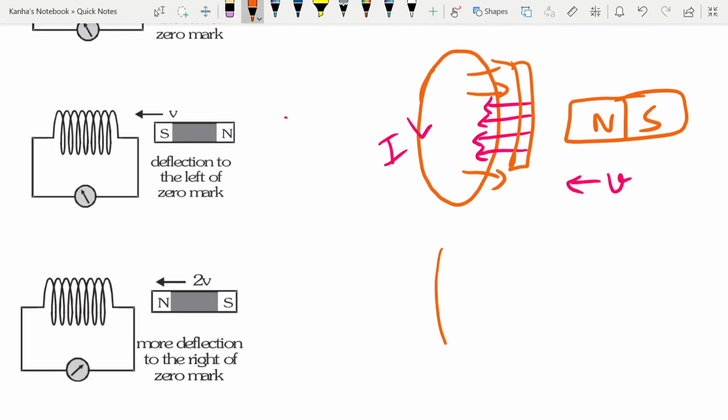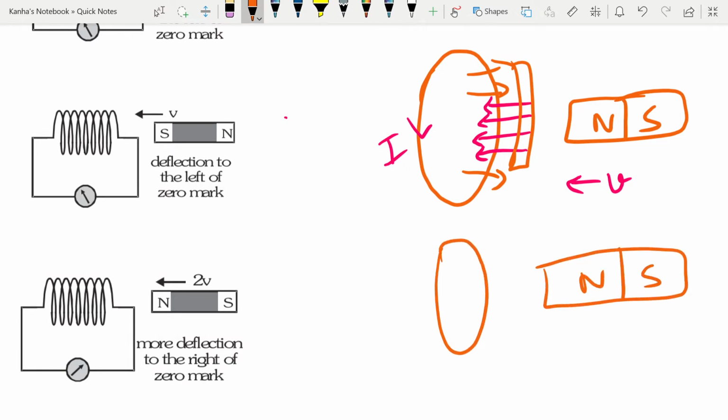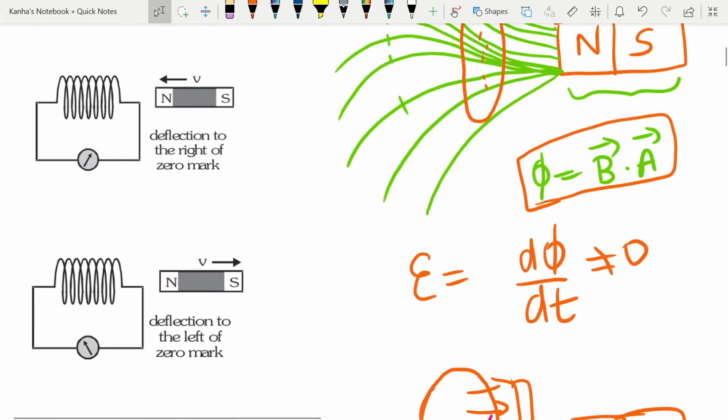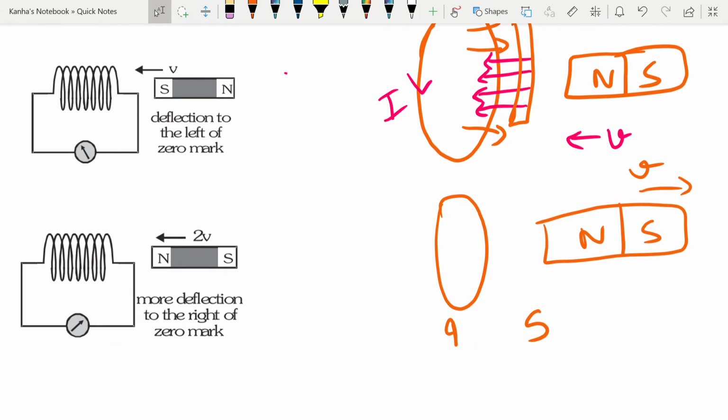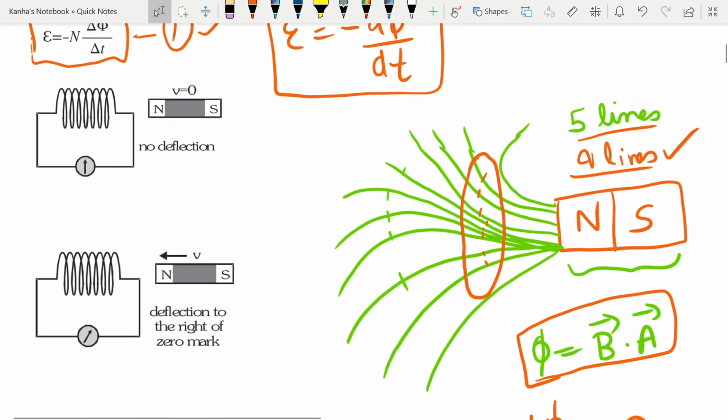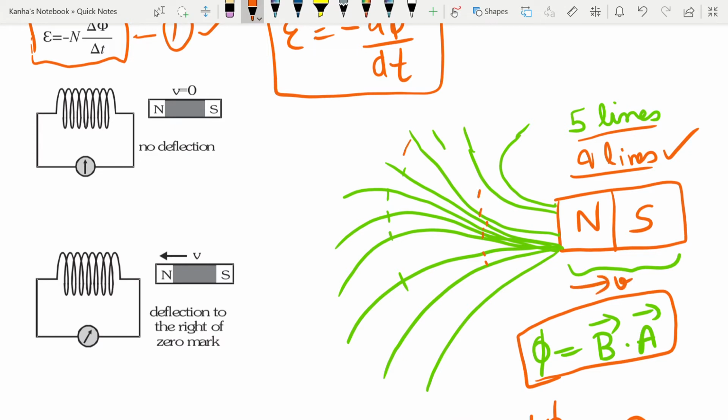Similarly, if I have a coil like this and I am taking the north or south pole away, what happens is, let's say initially it had 9 lines of force passing through it. Now because it is moving away, there are only 5 lines of force passing through it, based on whatever I drew here. Okay, so I can draw it here as well. So that implies that if I try to move this away with a velocity v, then my ring will reach some position after a time t, somewhere here.